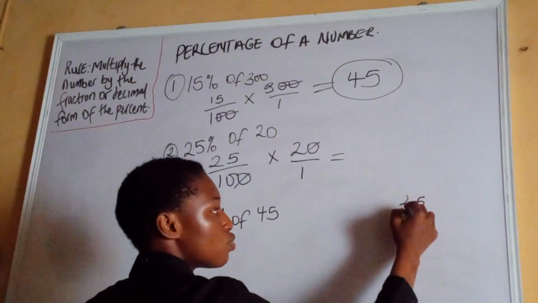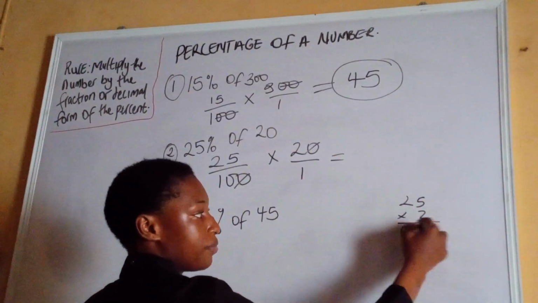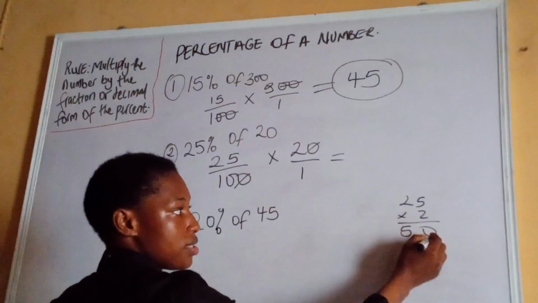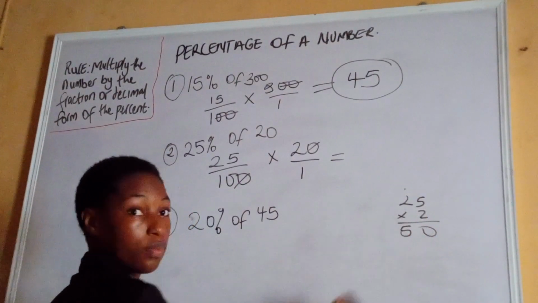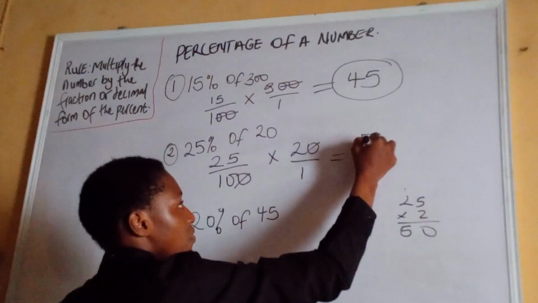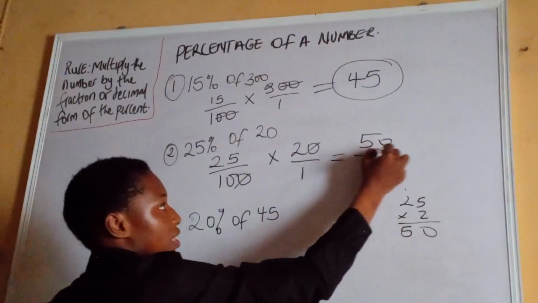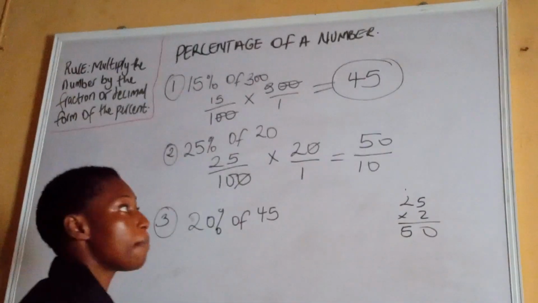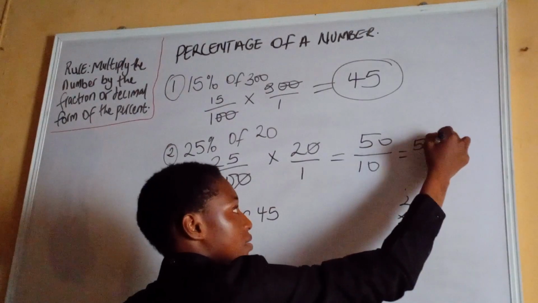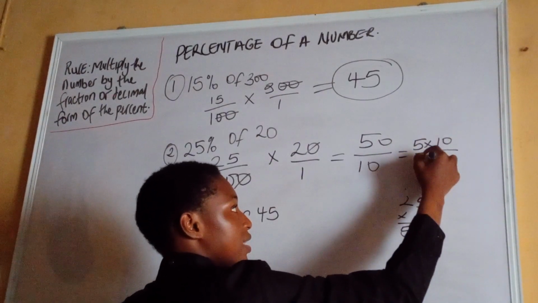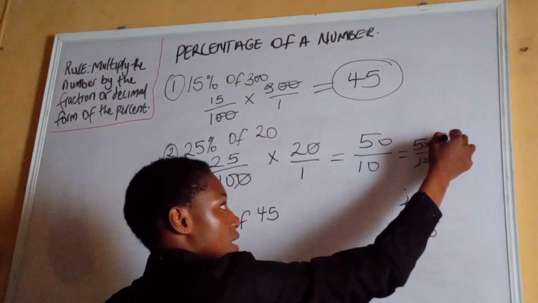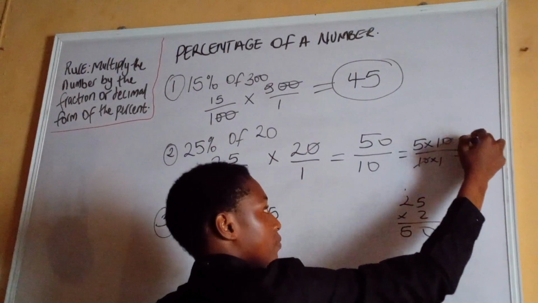Your 25 times 2 is 50. 5 times 2 is 10, so 0, carry the 1. 2 times 2 is 4, plus the 1 is 5. So I'm left with 50 over 10. Now you remember that 5 times 10 is 50 and 10 times 1 is 10. The 10 will cancel. I'm left with 5 as my answer.